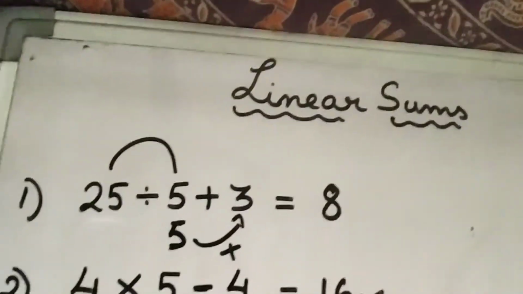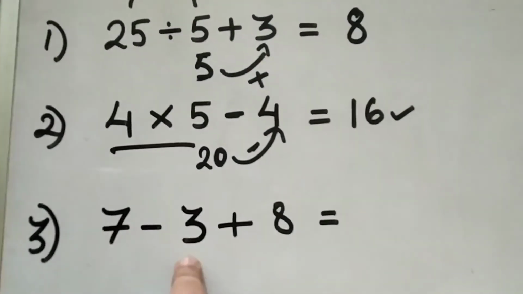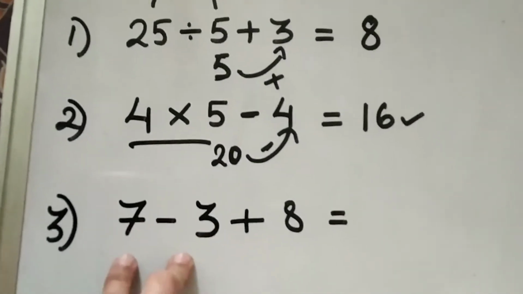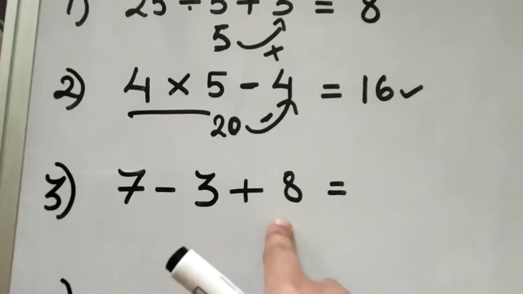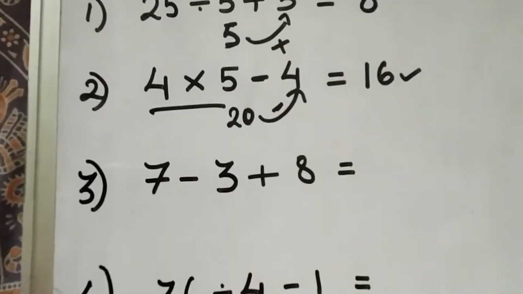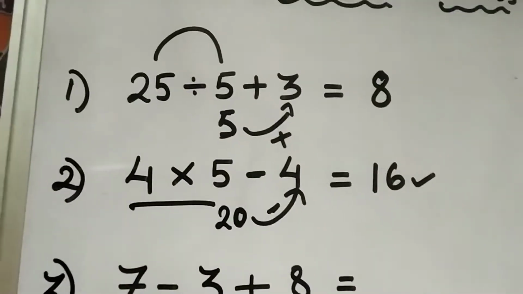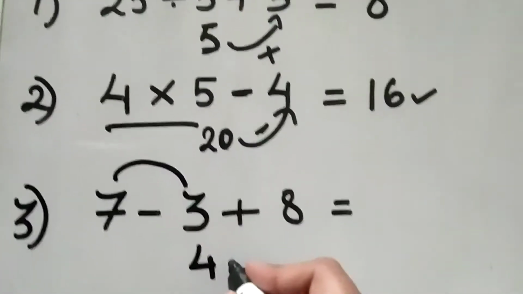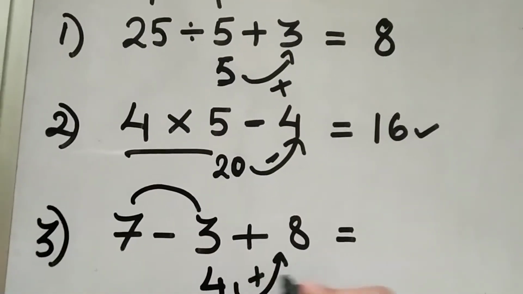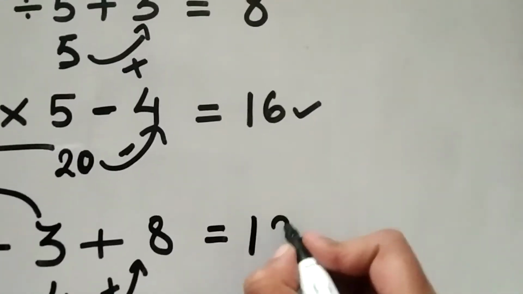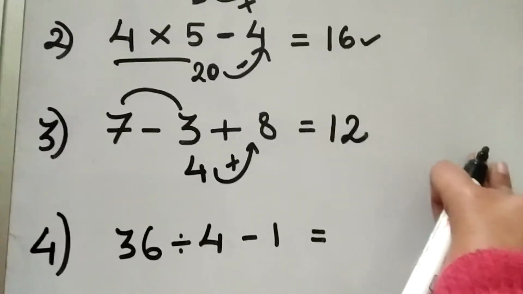Again children, I am telling you, first you are going to solve the first two parts, then you are going to use the answer of the first two parts to solve the last part. For example over here, 7 minus 3: 3, 4, 5, 6, 7. The answer will be 4. What is 7 minus 3? It is 4. And then you are going to use 4 with the last part. 4 plus 8 is 12. So this is how you are going to solve the questions.